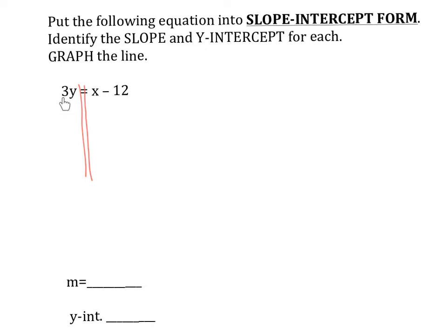It's still being multiplied by 3. So in order to truly get this into slope-intercept form, we have to divide by 3. If I divide that term by 3, I also have to divide this by 3 and my -12 by 3. Those 3's cancel, and I have y equals 1/3 x minus 4. Now this is an equation in slope-intercept form because y is truly isolated on the left.